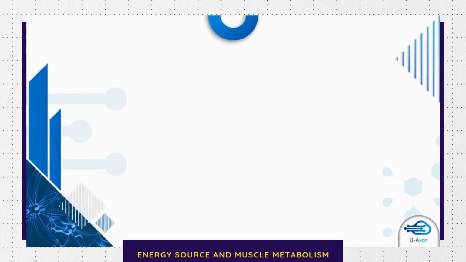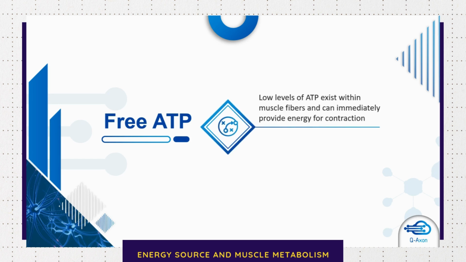When a muscle starts to contract, it first relies on free ATP as a source of energy. So the muscle has small quantities of pre-synthesized ATP, and this is immediately available for contraction. But this pool is very small and can sustain only a few muscle twitches.